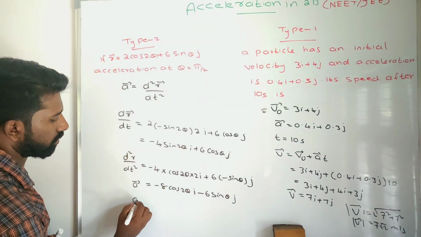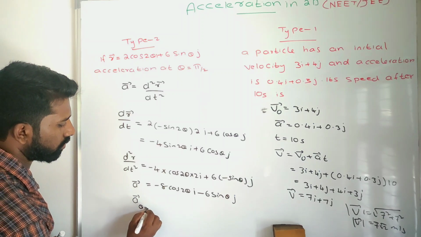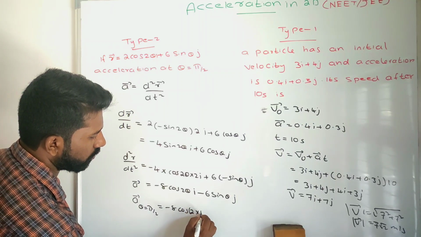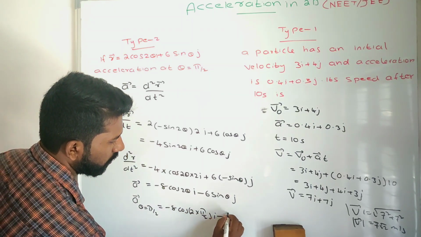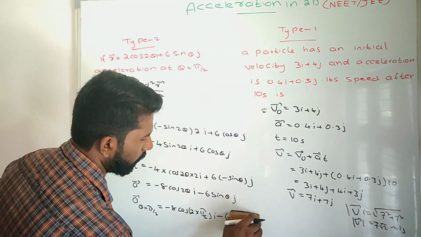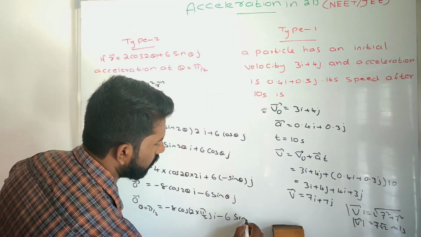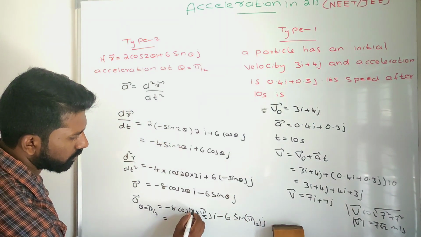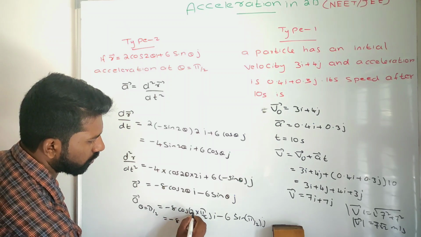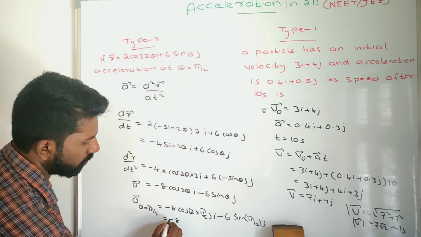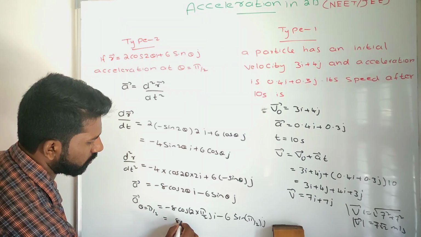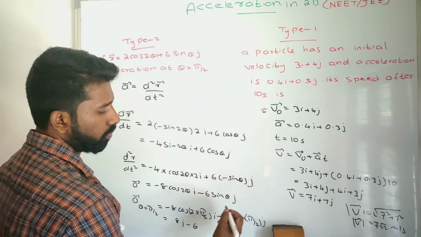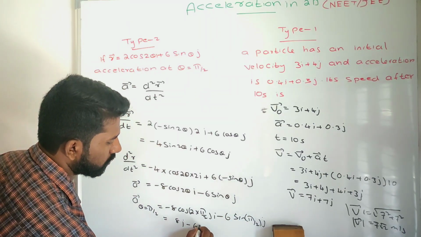They are asking you to find the acceleration at theta equal to pi by 2. We can substitute it. So minus 8 cos 2 into pi by 2 i minus 6 into sin pi by 2 j. Here the 2 and 2 cancel, so you get cos pi, and cos pi is equal to minus 1. So you will get 8i, minus 6 into sin pi by 2, whose value is 1, so minus 6j.